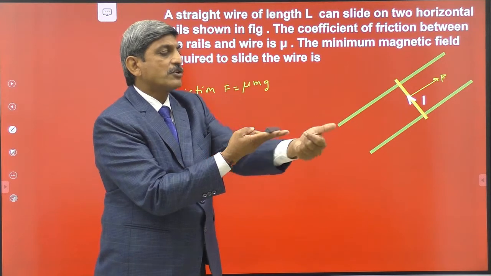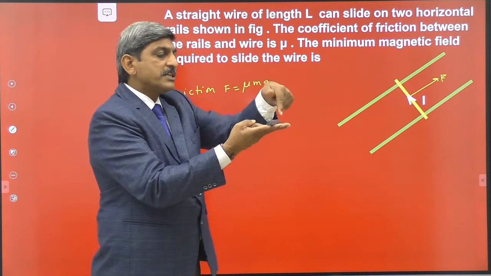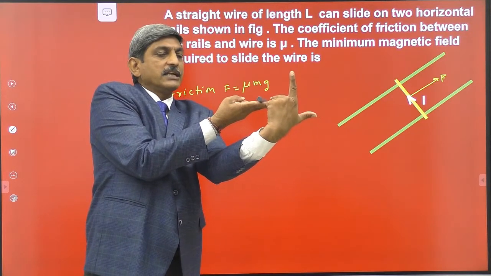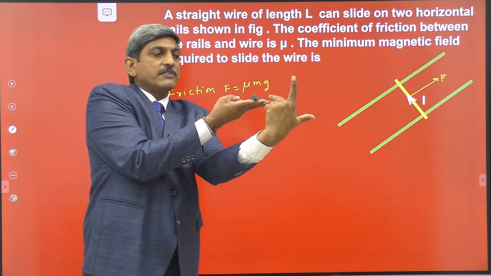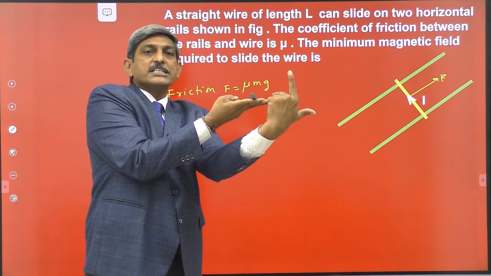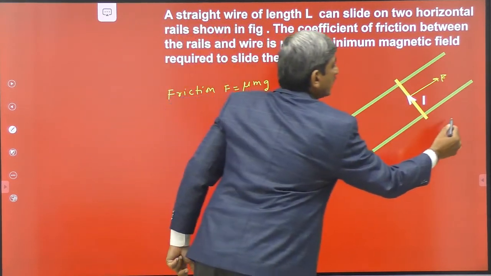That's why the direction of the force must be like this. Here, the current is flowing from this side to this side. The middle finger indicates the direction of the current like this. Then, see, the thumb indicates the direction of the force. The middle finger indicates the direction of the current. Then, the index finger indicates the direction of the magnetic field, which is in the vertically upward direction like this.